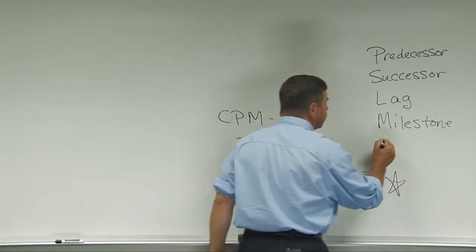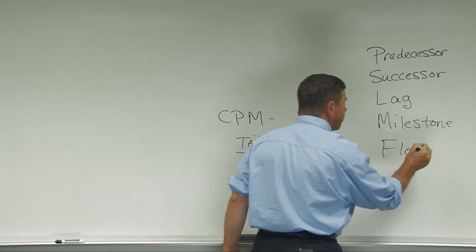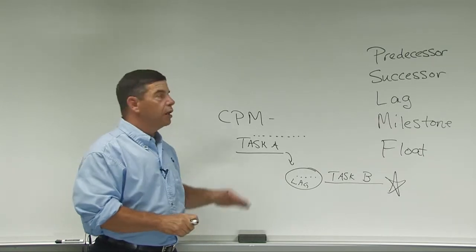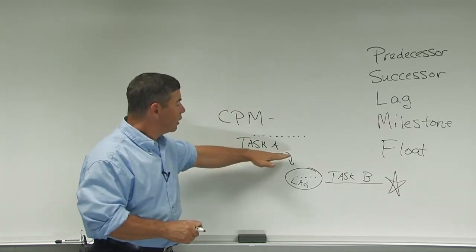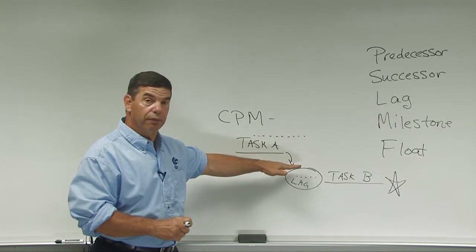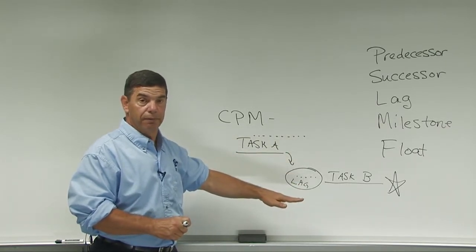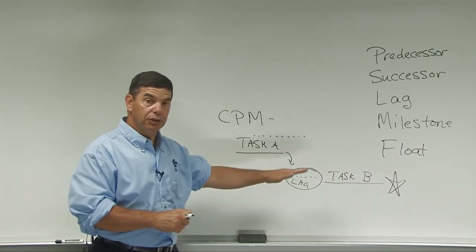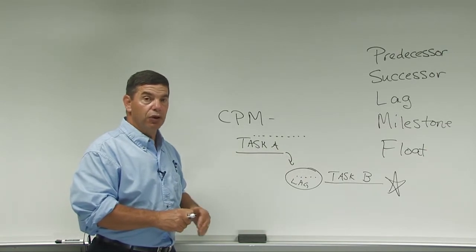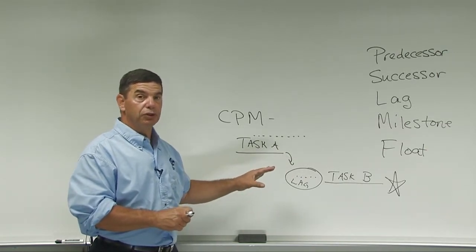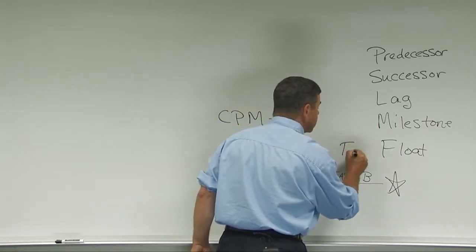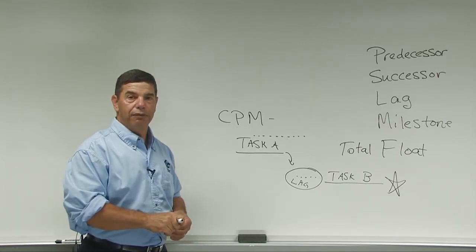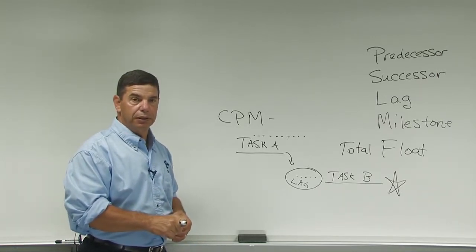We also have the term called float. There are two kinds of float. There's free float and there's total float. The tasks that are on here that are not critical have some float, which means they could be delayed without causing the entire project to be delayed. So the most important type of float is called total float, and that is the amount of float that a task could have without delaying the entire project.